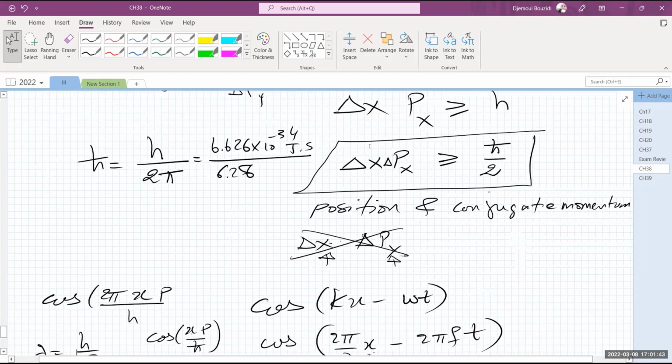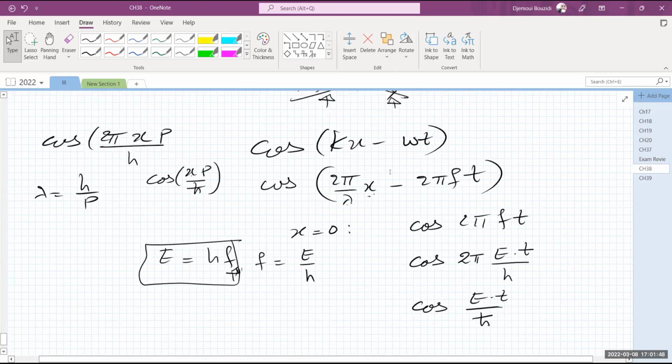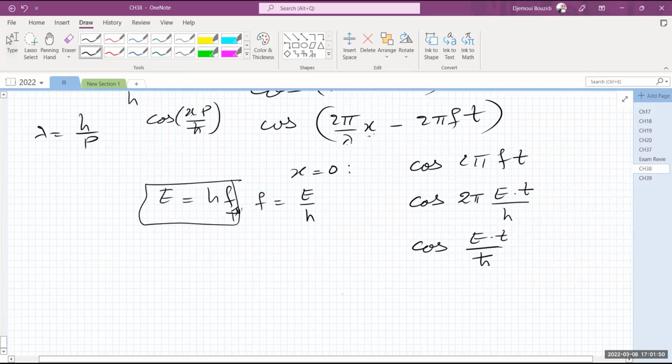So because of this relationship that exists between the position and the conjugate momentum, there is another one that involves the energy and its conjugate counterpart, which is, in this case, the time. And that too has to satisfy this relationship.